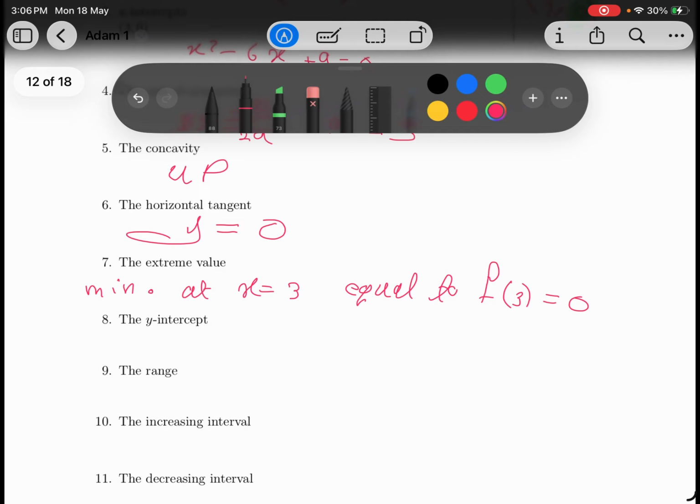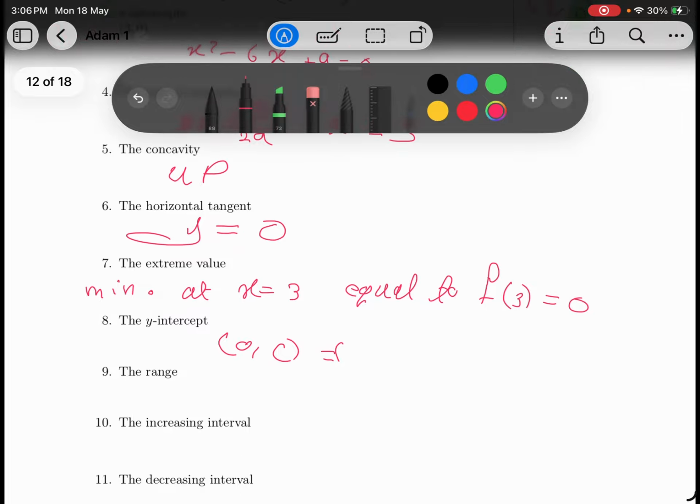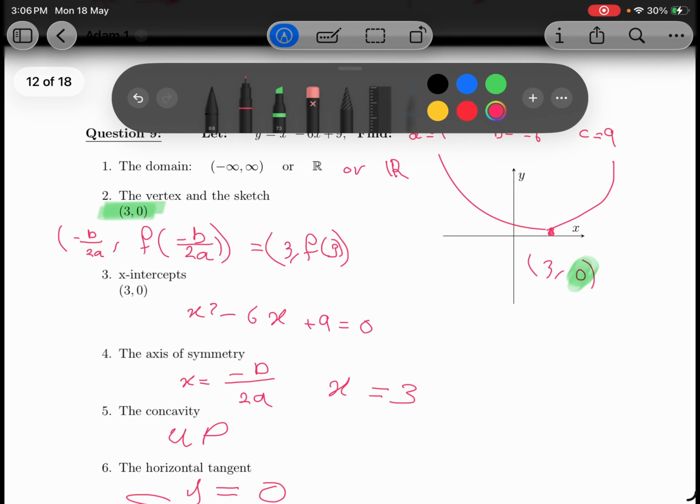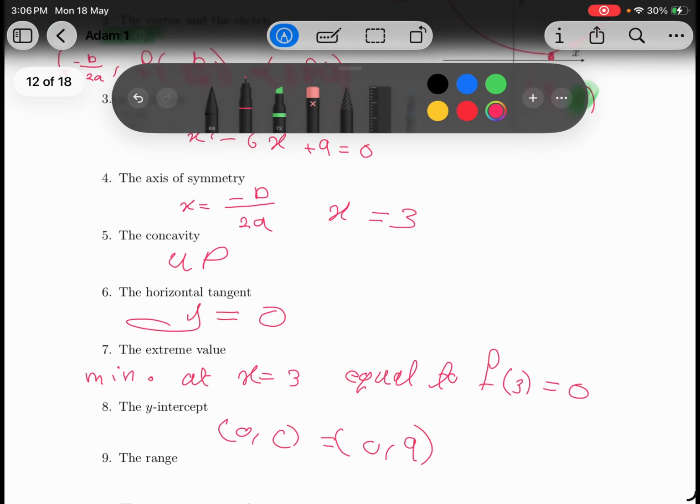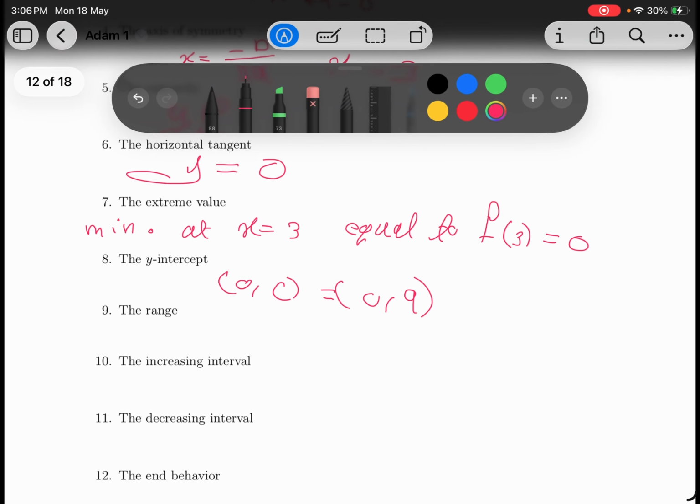And here, guys, the y-intercept is 0 with c, and what is c here? C is 9, right? So it will be 0, 9. And here, what is the range? The range will start from the minimum value, which is 0, till infinity, and closed interval here. So the range started from the smallest value for this function ever, to infinity.